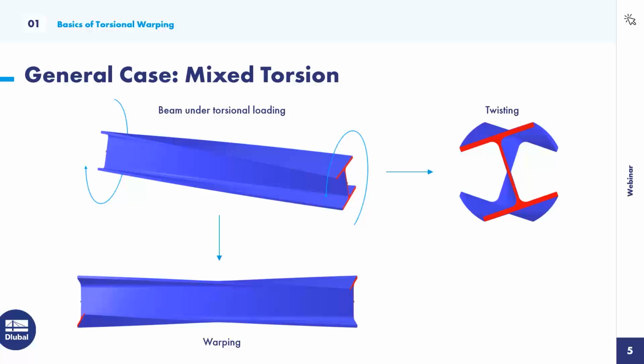In the general case, a beam that is loaded in torsion will experience twisting, shown on the right side if we look from the front on this distorted beam, and warping. So if we look from the side, we see the warping deformation. This combined reaction to a torsional load is described as mixed torsion. In a conventional spatial beam analysis, only 6 degrees of freedom per node, so on each member end, are considered in the analysis. These 6 DOFs are made of 3 displacement degrees of freedom and 3 rotations.